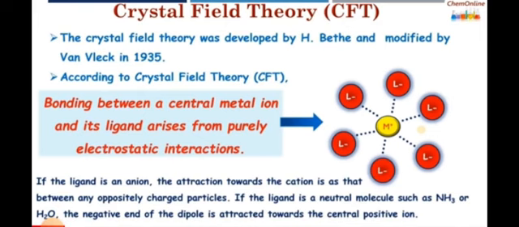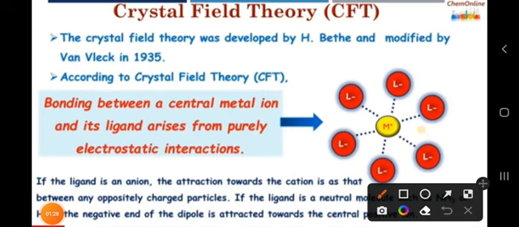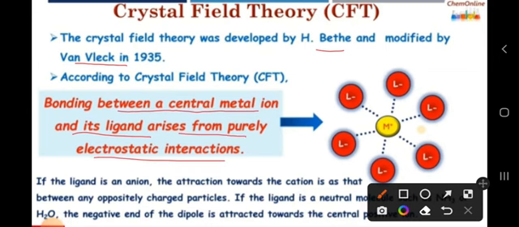This crystal field theory was developed by H. Bethe and modified by Van Vleck in 1935. According to crystal field theory, the bonding between the central metal ion and the ligand arises from purely electrostatic interactions. Meaning it depends upon repulsive and attractive forces.